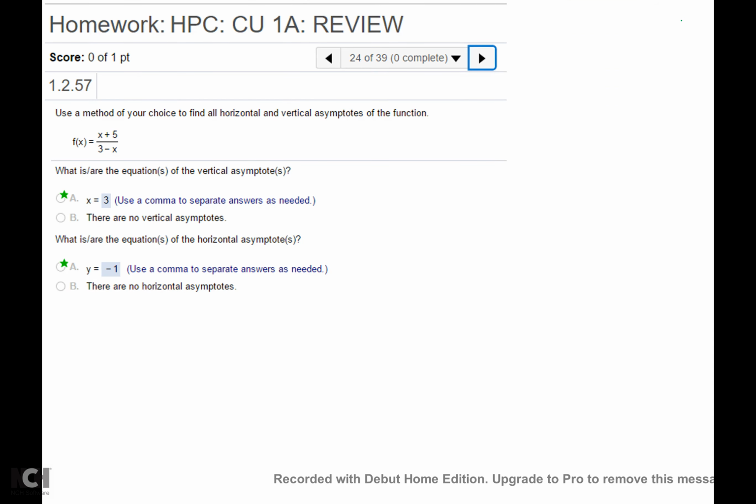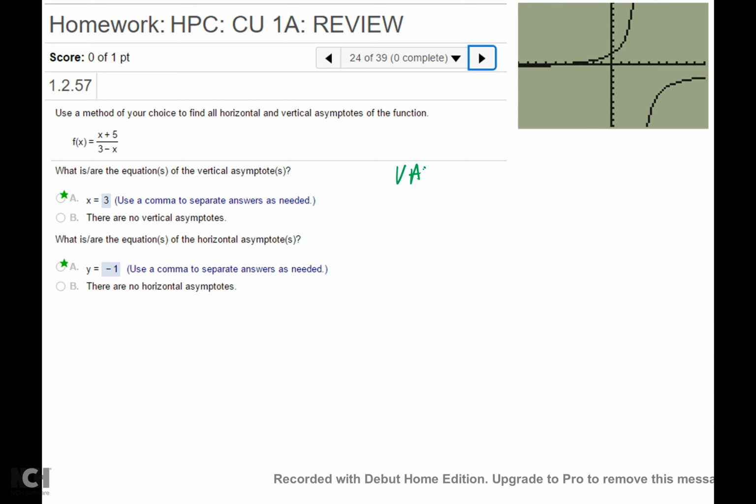Alright, 24. It says, use a method of your choice to find all horizontal and vertical asymptotes of the function. Method of your choice means you could do it by looking at the graph, or you could do it algebraically. I like algebraically. Your vertical asymptotes are when the denominator equals 0. So if I add x, I get a vertical asymptote at x equals 3.